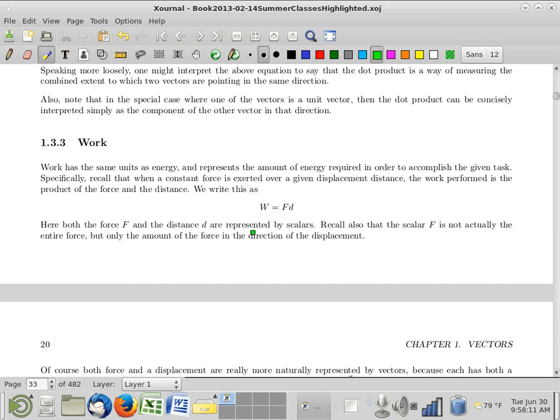How many of y'all have had a high school physics class and remember that there is this idea called work? Show of hands. Okay, good, most of you. If you haven't, don't worry about it. All you need to know about work is that it's a way of trying to quantify how much energy it takes to accomplish a certain task.